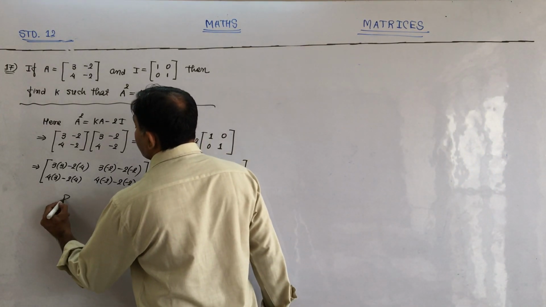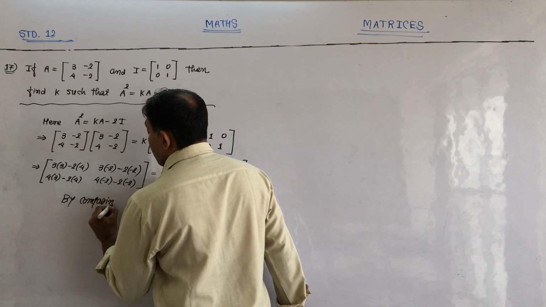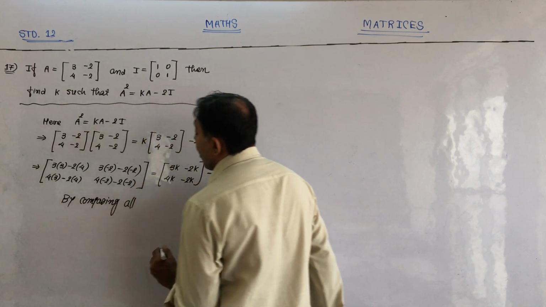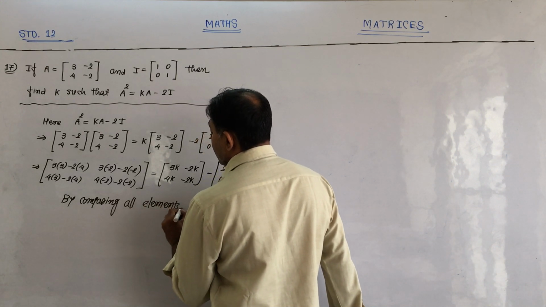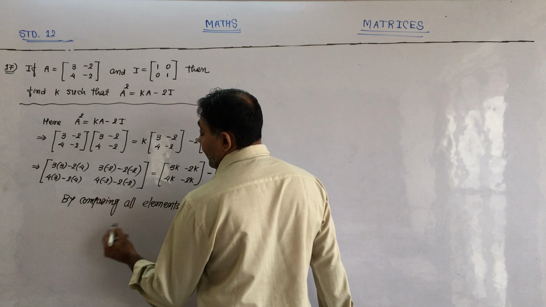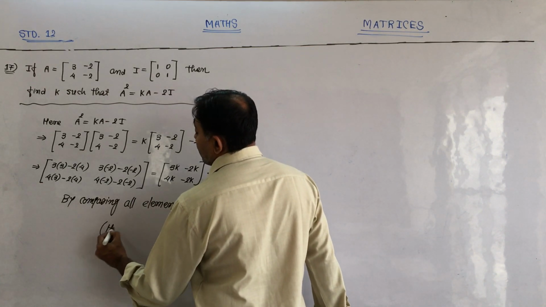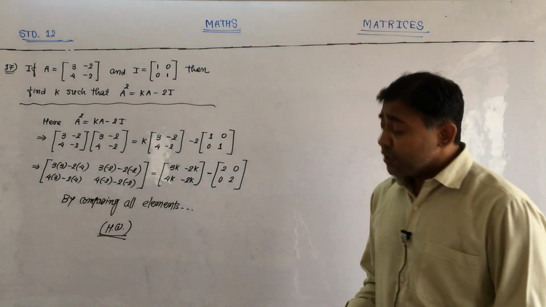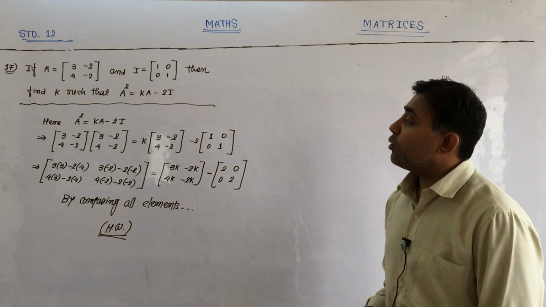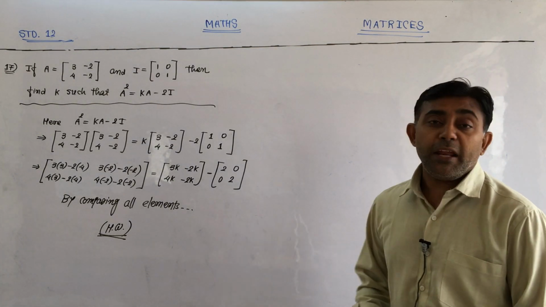By comparing all elements, you can find k easily. So by comparing all elements, try to find the value of k, and the rest of the work you can solve yourself. So I think no need to calculate it. So the question is very easy.